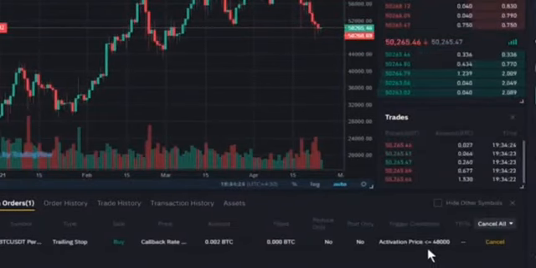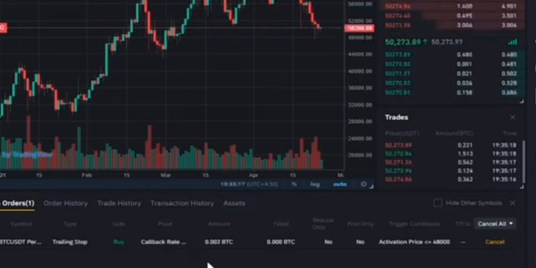So when the price reaches 48,000, the trailing stop will be placed 2% higher than 48,000. If the price goes down, the trailing stop also moves down, but when the price goes higher, the trailing stop doesn't move, and when the price reaches the trailing stop level, a long position size of 0.002 will be executed and it will close our short position.